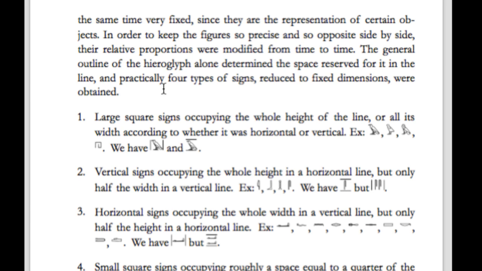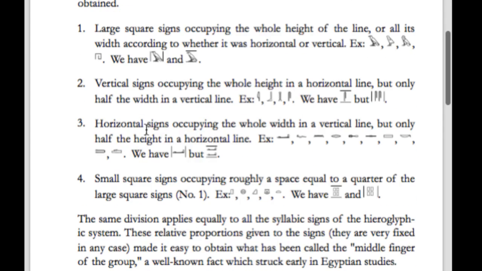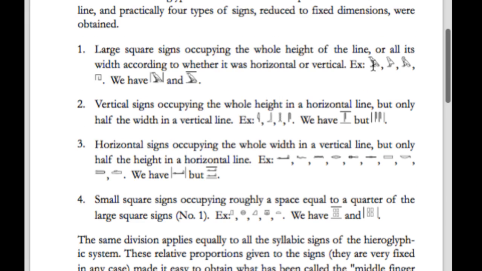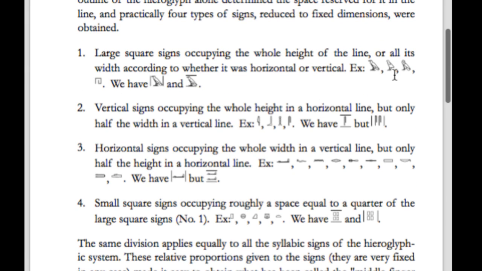The general outline of the hieroglyph alone determined the space reserved for it in the line, and practically 4 types of signs reduced to fixed dimensions were obtained. And so here we have the examples. Number 1, large square signs occupying the whole height of the line or all its width according to whether it was horizontal or vertical. So he gives example, the birds, the vulture, the quail chick, the owl, the floor plan. So in a column, we have the bird being by itself. In a row, the bird will be by itself.